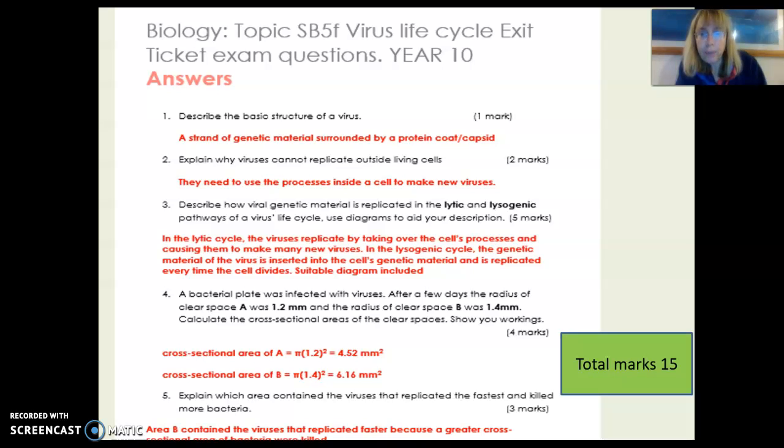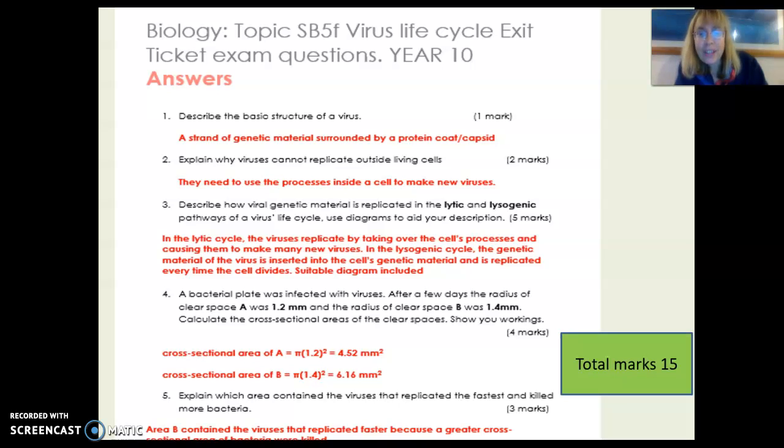Okay, question number 4. So you had to calculate 2 areas of circles where the virus had killed the bacteria. For area A, pi r squared, pi and 1.2 squared gives you an answer of 4.52 millimeters squared. Tick that if you got it right. Make sure you've said squared because it's area. And for B, your answer should be 6.16 millimeters squared. Pause and write a correction if you need to.